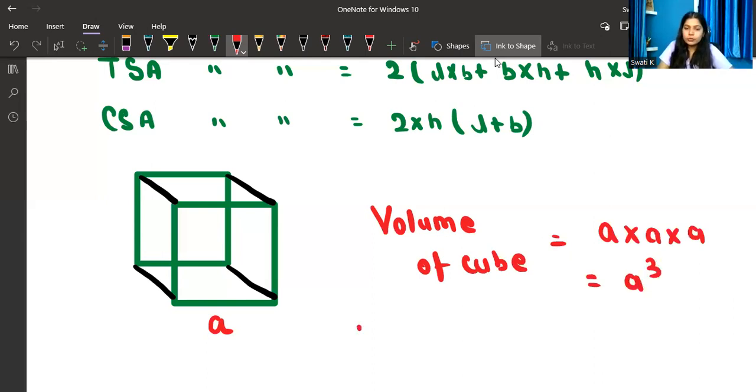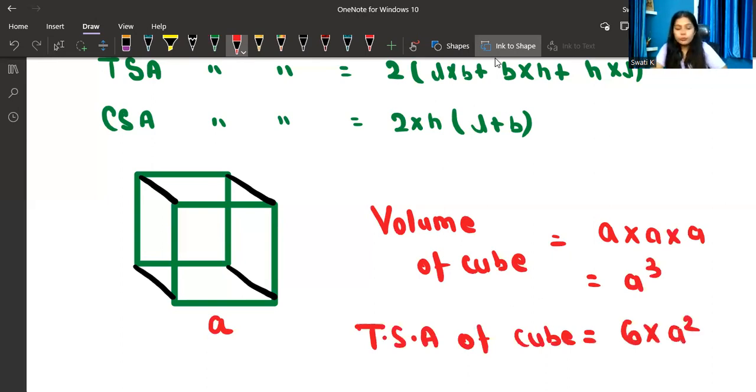Now let us write down the total surface area of cube. So total surface area of cube is 6 times A square. So this is the formula for total surface area of cube. You know that total surface area means I'm talking about all the faces, right? So if you find the area of all the surfaces, of course, we can notice here that we are having 6 faces, 6 squares, and the area of 1 square is A square. So 6 faces will be 6A square. It's as simple as that.